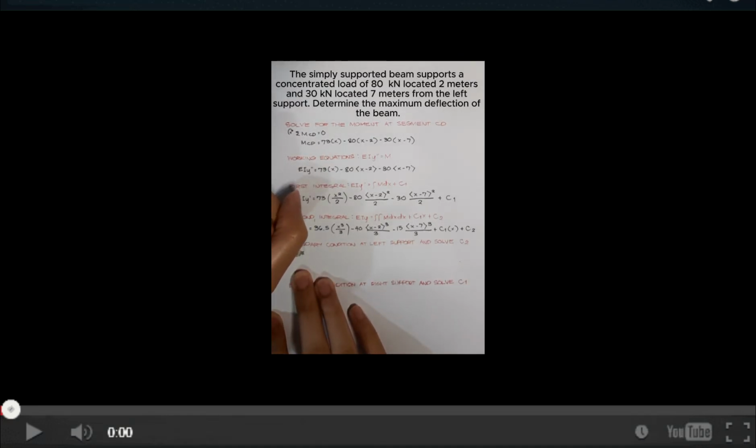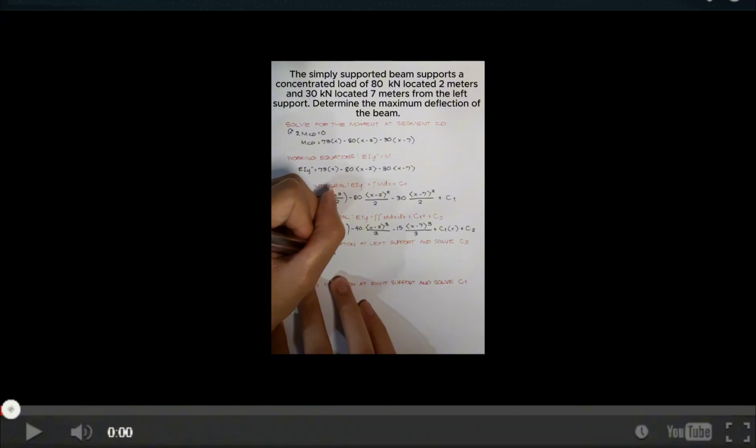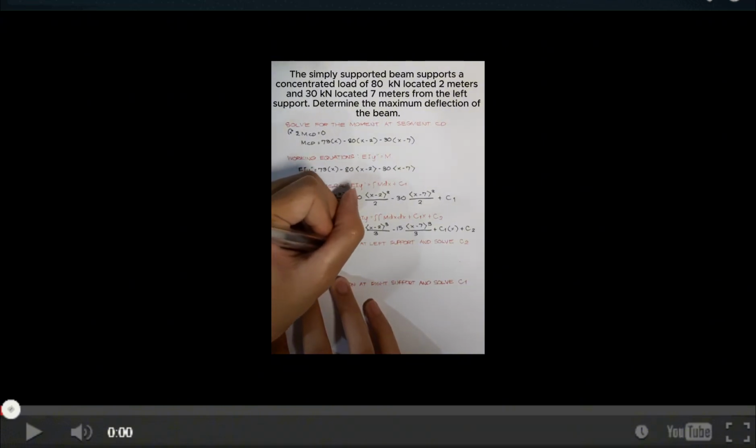Now, let's move on sa boundary conditions. Let's start with the left support and solve for the c2. Since it is at left support, x is equals to 0. So, i-rewrite lang natin itong second integral equations. Then, isa-substitute natin lahat ng x into 0. When x is equals to 0, deflection is equals to y is equals to 0.